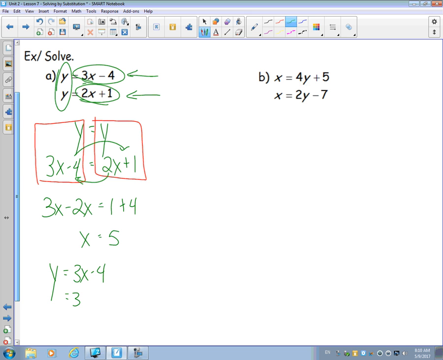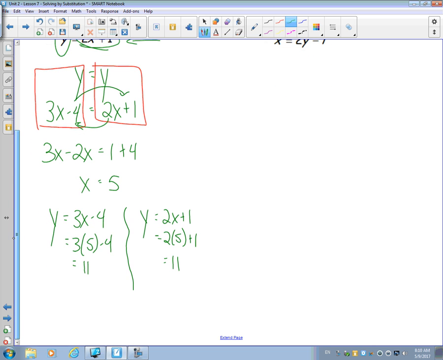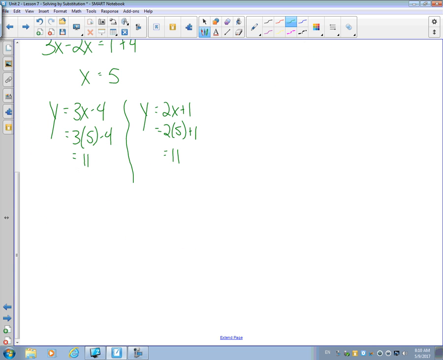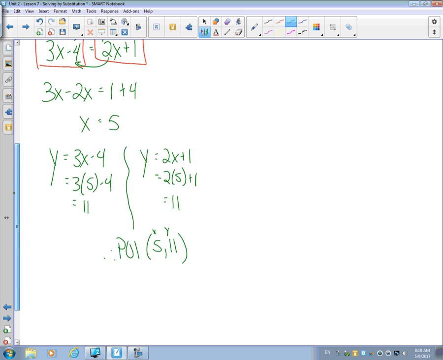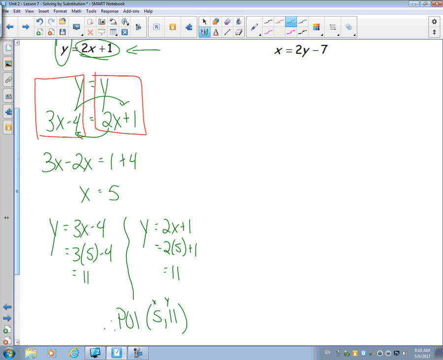And if I put x in as 5, which we think it is, I get 15 minus 4, which is 11. And just to check it, let's try the other equation. y equals 2x plus 1. And again, if I put 5 in there for x, I get 11. So no matter what, when x is 5, y is 11. In other words, our POI is 5, 11. This is your x, this is your y. And now you don't have to check both, you just have to check one. But it's a good idea to think about the other one because you can check your answer that way.